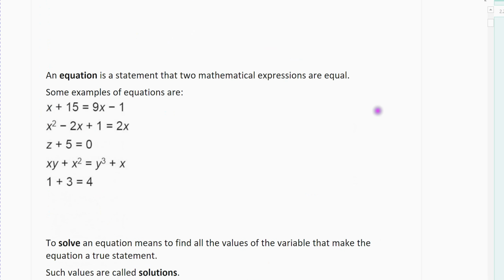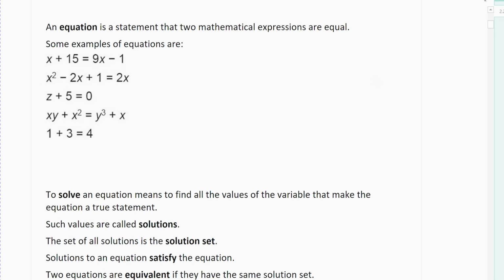An equation is a statement where we place two mathematical expressions equal to each other. So again, in order to be an equation, there has to be an equal sign. If there's no equal sign, then it's just an expression and not an equation. So it has to have some expression equal to another expression. Some examples here: x plus 15 equals 9x minus 1. z plus 5 equals 0, right? There's an equal sign there. 1 plus 3 equals 4, right? That's an equation.